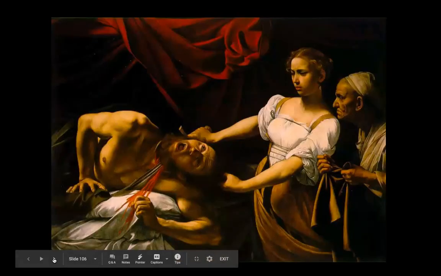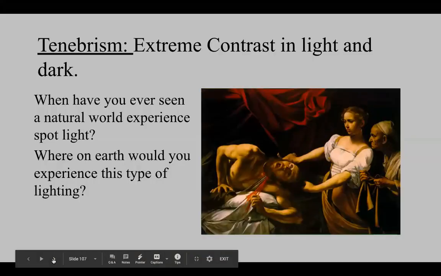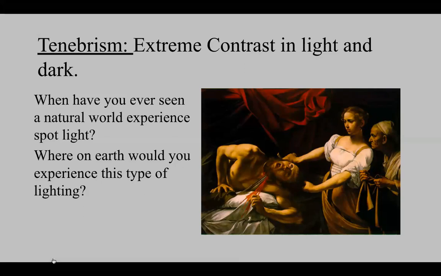Here is his Judith and Holofernes. We'll talk about Artemisia Gentileschi and we'll compare that in just a second. But this has a style that we call tenebrism. And so for Caravaggio's image of the Calling of St. Matthew, one of the formal characteristics of this is this tenebrism. Tenebrism is extreme chiaroscuro, a difference between light and dark.